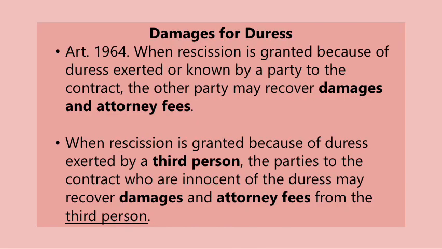So in terms of damages for duress, when rescission is granted because of duress exerted or known by a party to the contract, the other party may recover damages and attorney fees. When rescission is granted because of duress exerted by a third person, the parties to the contract who were innocent of the duress may recover damages and attorney's fees from the third person.